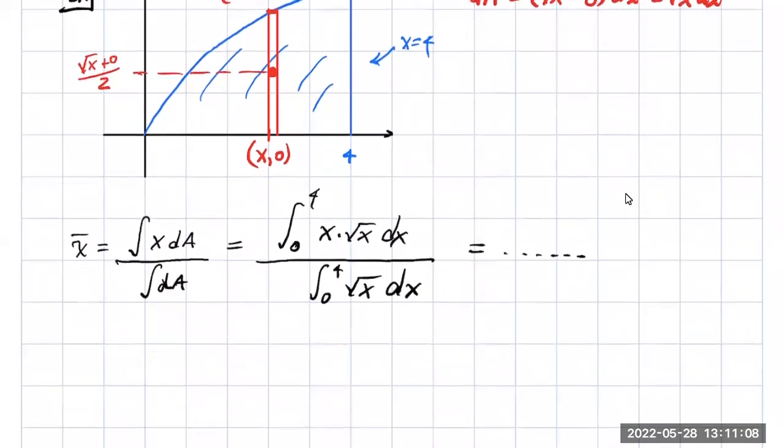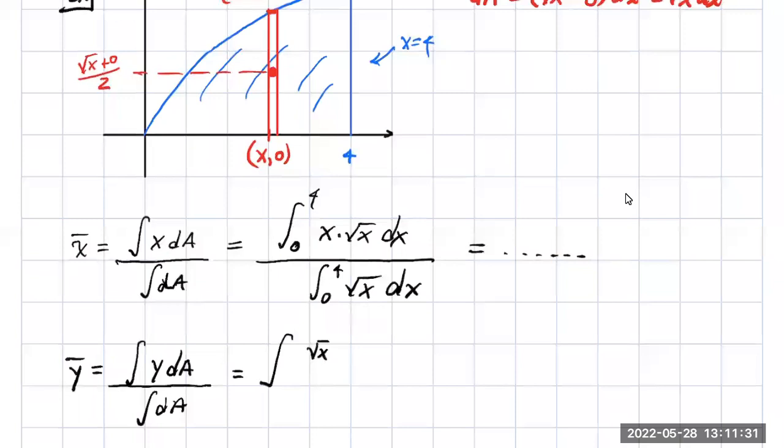Okay, then the y coordinate. Well, what's the y coordinate of the center of mass? Well, from the figure above, that's going to equal the square root of x plus 0 divided by 2. And then we multiply that by dA, which is square root of x dx. Integral ranges from 0 to 4. The denominator is the same as it was above.